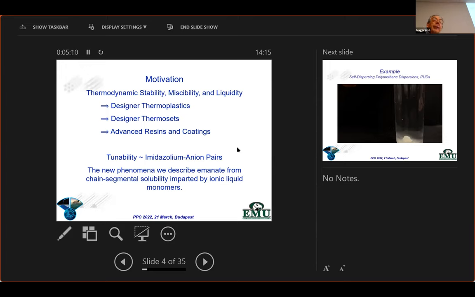So the key aspect about the incorporation of ionic liquids, in the case of using ionic liquids derived from imidazolium cations, is that imidazolium anion pairs exhibit an immense dynamic range of stability, say solvophilicity or solvophobicity. So this physical property is responsible for tunability that is fundamentally manifested by chain segmental solubility in the respective polymers. And it also affects liquidity.